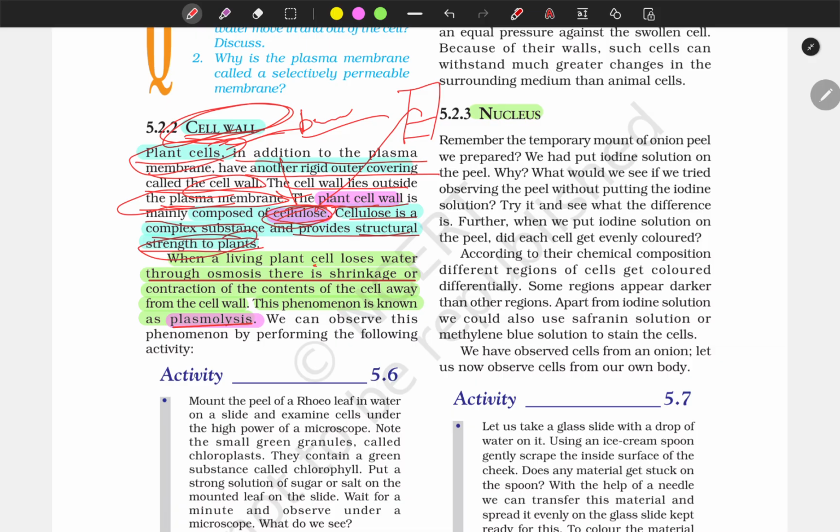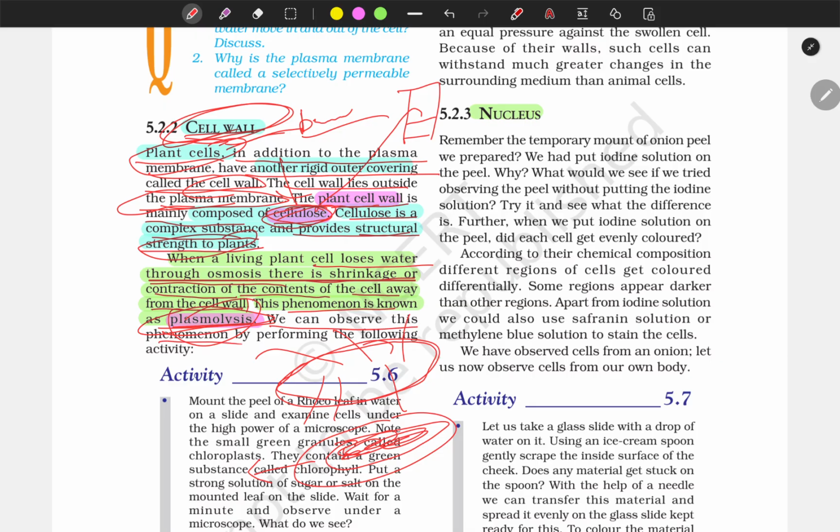When living plant cells lose water through osmosis, there is a shrinkage or contraction of the contents of the cell away from the cell wall. This phenomenon is called plasmolysis. There is a cell wall and a cell membrane inside it. What will happen if the plant loses water? Its volume will decrease, so the cell wall will remain, and there will be extra space. This process is called plasmolysis.